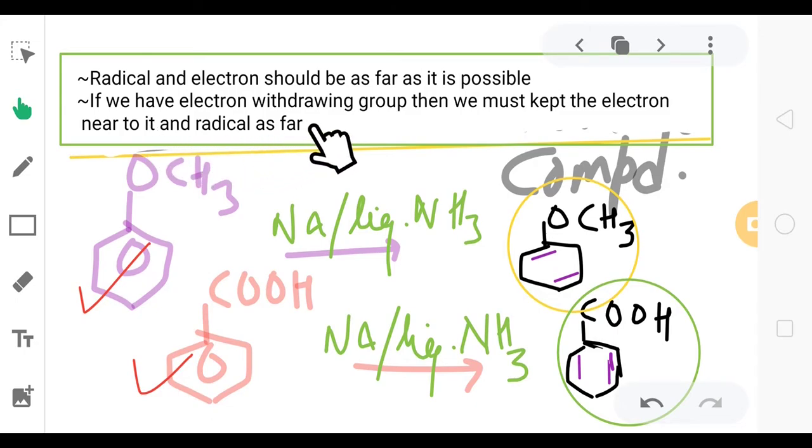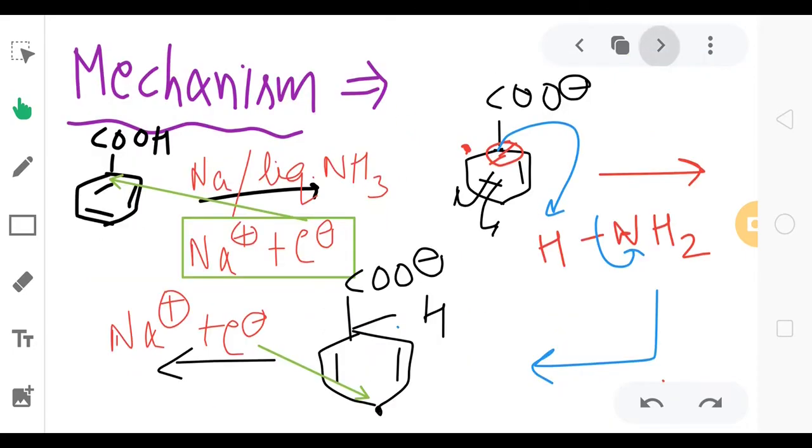That means if we have an electron withdrawing group, that means COOH group, then we have to keep the negative charge very close to the electron withdrawing group. That's why I made the electron attack this carbon, because here the negative charge is very close to this COO minus group. Okay, I hope that you have understood this thing.